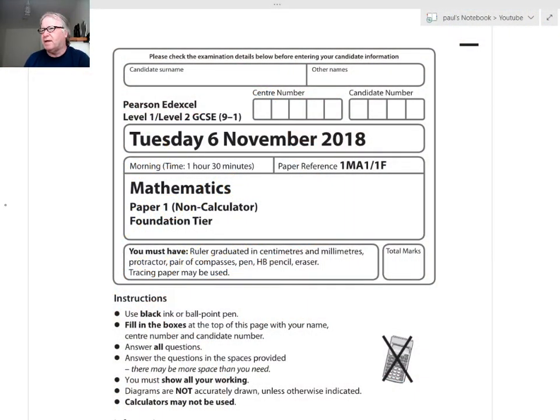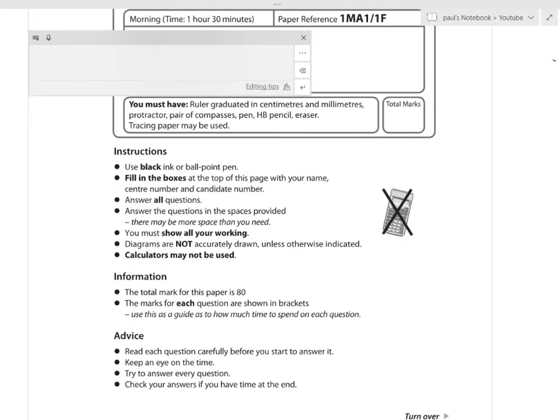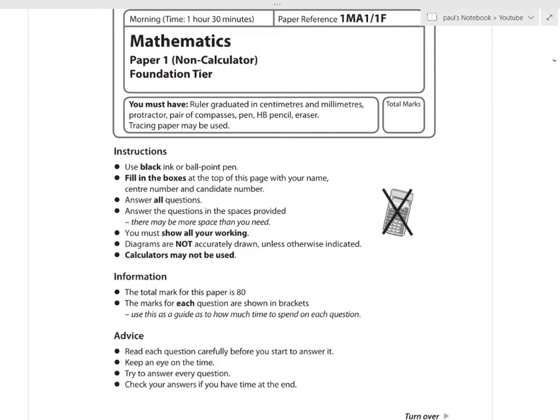Right, what we've got here is the November 18 Foundation GCSE from Edexcel, and this one's Paper 1, so it's a no calculator paper. Let's see what we can do with this one, if anything. Here we go, that's popped up in there, and there we go. Write the following numbers in order of size, starting with the smallest.